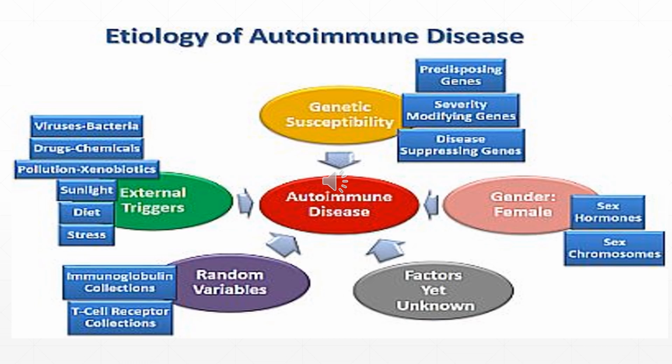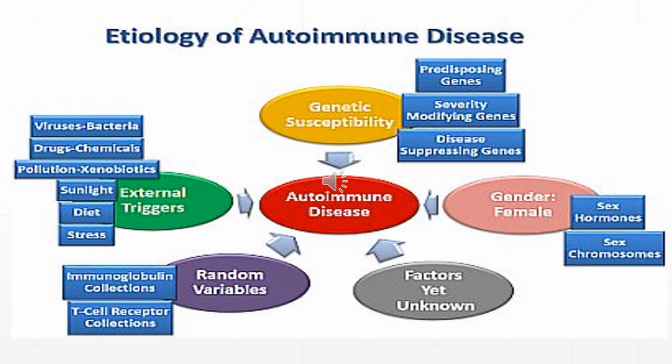Factors yet unknown. This is somebody with no family history and no genetic predisposition, who is not living anywhere where this is prevalent, and all of a sudden they end up with maybe myasthenia gravis, or there's no family history of multiple sclerosis, MS, and they end up with MS. So they don't know why sometimes it happens. Sometimes it's just a very random thing, with random variables that go along with that.